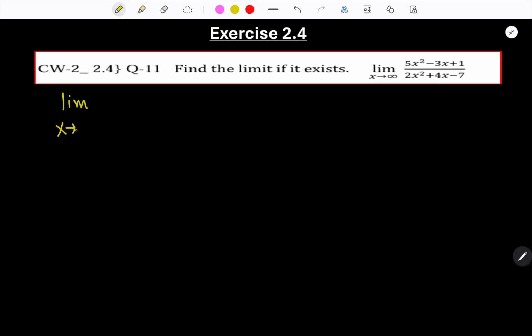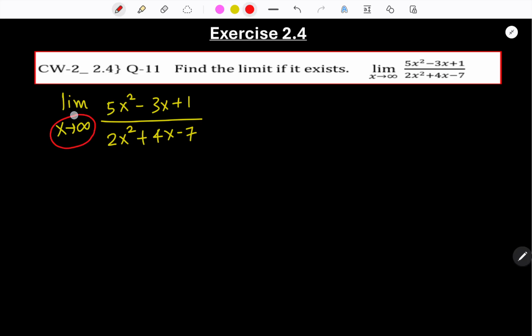Limit x tends to infinity, 5x square minus 3x plus 1 over 2x square plus 4x minus 7. What about the limits? Limit x tends to infinity. If this is the situation, you need to divide the numerator. I just write numerator as nr, which means up, and the denominator I write as dr, which means down.